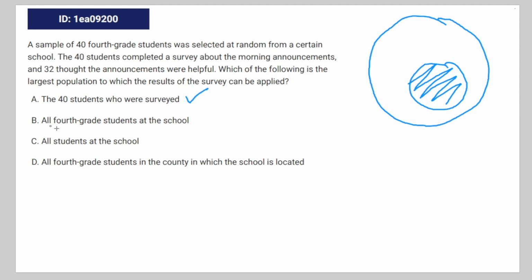Anyways, B says all fourth grade students at the school. The random sample was taken from the fourth grade students of the school, so this does apply. It's bigger than A, so A can't be the correct answer. Then C says all students at the school. Well, not all students at the school are in the fourth grade, so it can't be this. And then D says all fourth grade students in the county in which the school is located. Well, not all fourth grade students in the county go to that school in particular, so it can't be that. So that leaves us with just B. So B is the correct answer.